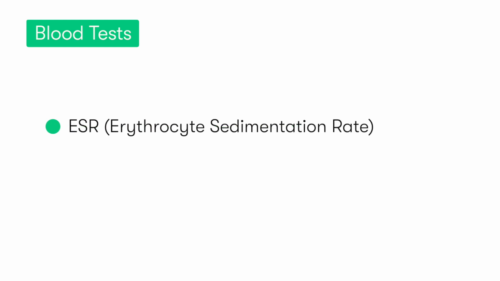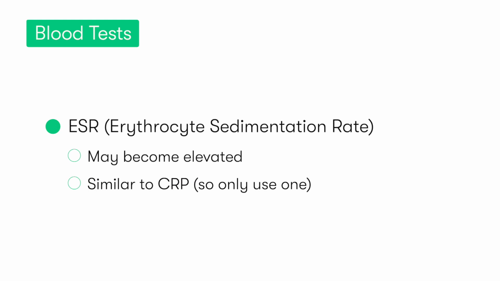An additional blood test to be aware of, and one that's more commonly used in North America and some areas of Europe, rather than the UK, is ESR, or erythrocyte sedimentation rate. Similar to CRP, ESR also becomes elevated in the presence of infection or inflammation, and therefore we would expect it to become elevated in diverticulitis. However, because of the similarities to CRP, in terms of the information that it provides, we tend to use either one or the other, often dependent on the preference of your hospital or country of practice.